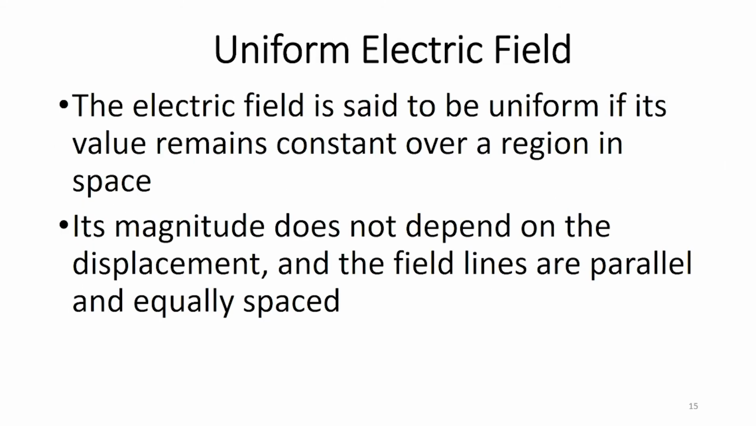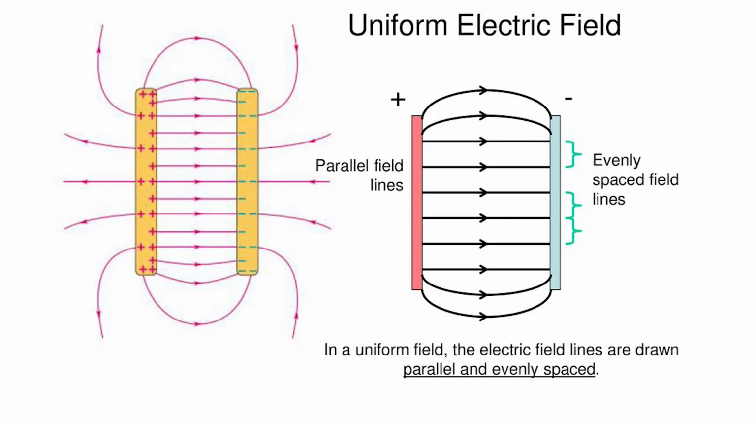The electric field is said to be uniform if its value remains constant over a region in space. Its magnitude does not depend on the displacement and the field lines are parallel and equally spaced. For example, a uniform electric field can be created between two charged parallel plates, also known as a capacitor. The electric field lines come out of the positive plate and terminate into the negative plate as presented in the next figure.